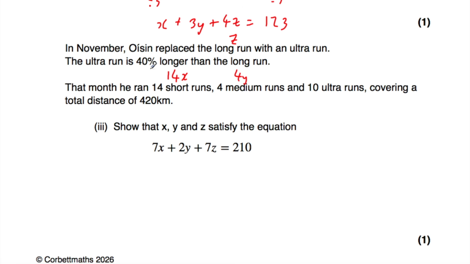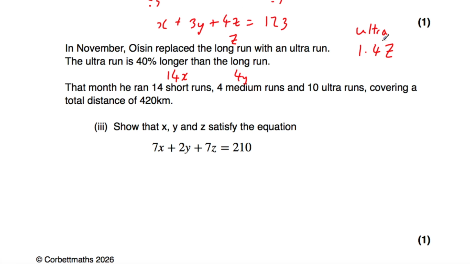And to increase something by 40%, we use our multipliers. Think back to multipliers. To increase something by 40%, you multiply it by 1.4. If you multiply something by 1.4, you increase it by 40%. So if the long run is z, the ultra run will be 1.4z, because that's the long run, but 40% bigger. So we don't actually need another letter. We just need to use this multiplier.